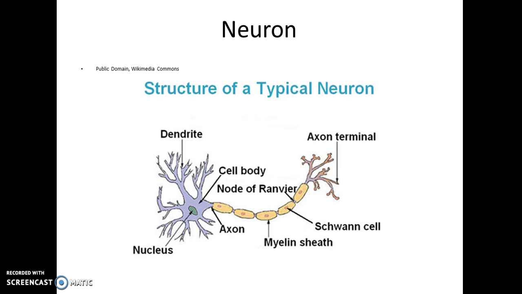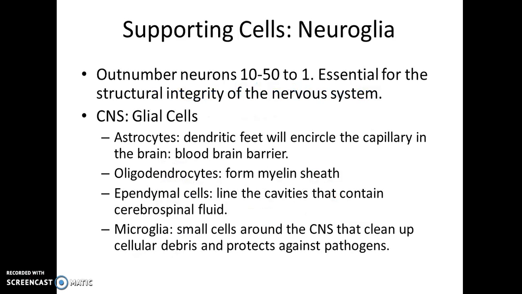Let's go right down to the definitions. Get going. Hurry up. So the supporting cells, neuroglia, outnumber the neurons by 10 to 50 to 1. Now, they are essential for the structural integrity of the nervous system. In the central nervous system, the supporting cells are known as glial cells. What types of glial cells are there? Good question. We have astrocytes, whose feet on their axon terminals will encircle the capillary in the brain and act as a blood-brain barrier.